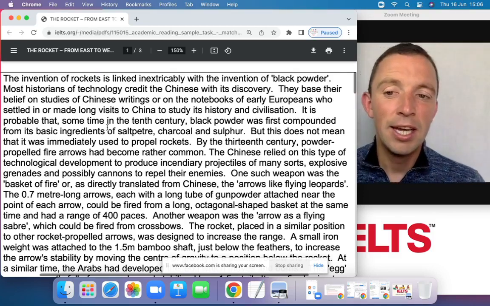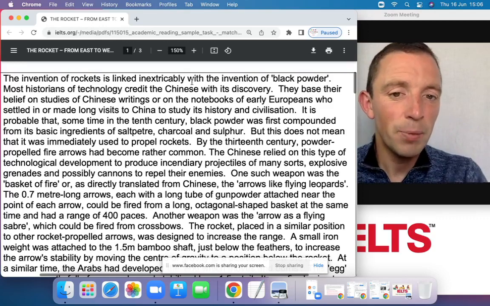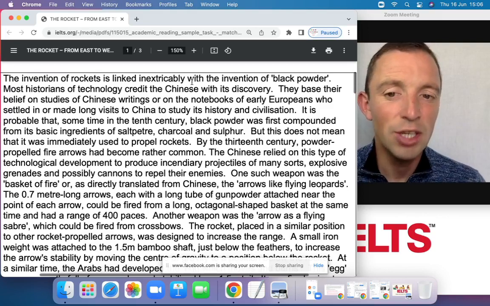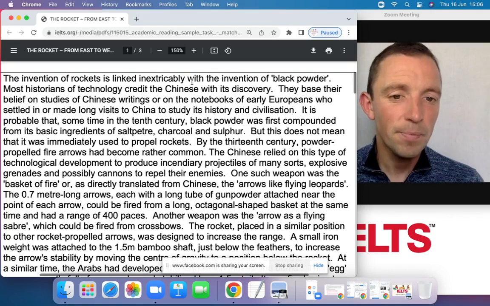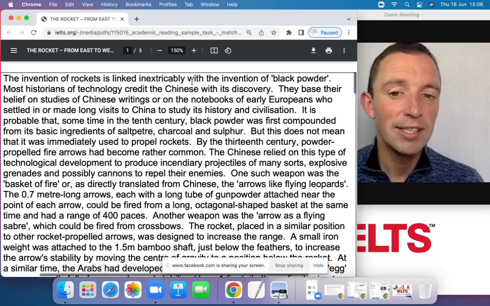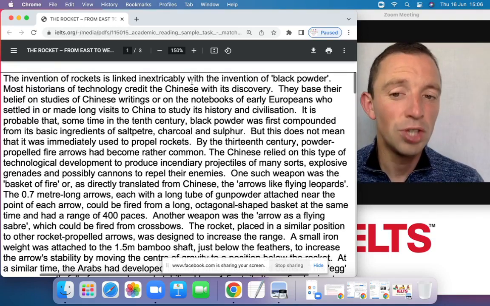So let's begin. The invention of rockets is linked inextricably with the invention of black powder. Most historians of technology credit the Chinese with its discovery. They base their belief on studies of Chinese writings or on the notebooks of early Europeans who settled in or made long visits to China to study its history.